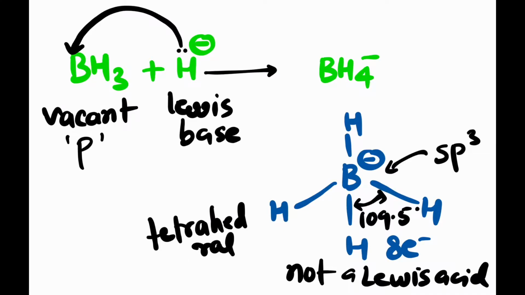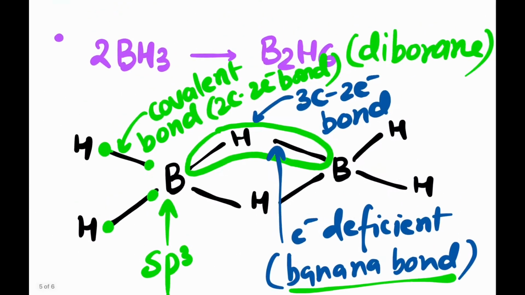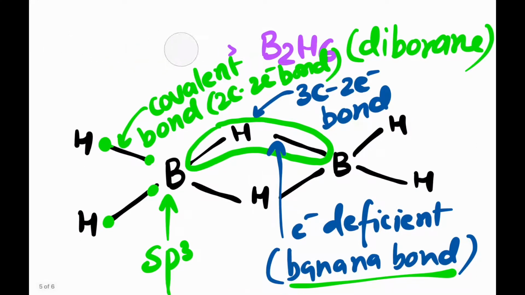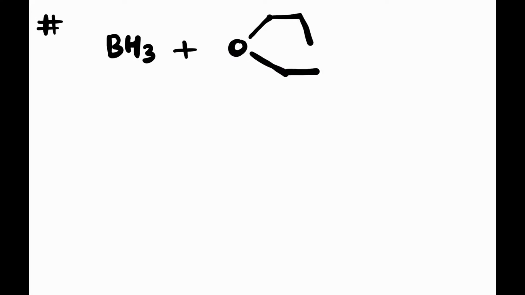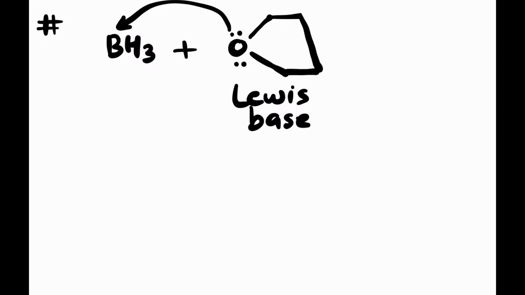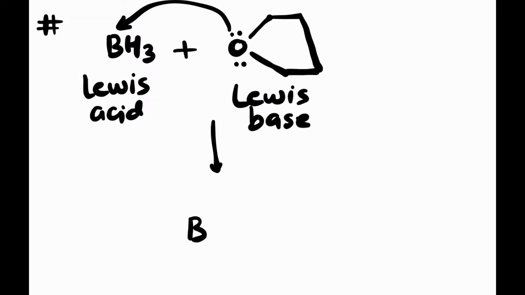Now, since BH3 is a Lewis acid, it is electron deficient. So if you want to store BH3, then you need a Lewis base, like tetrahydrofuran. This is tetrahydrofuran. In tetrahydrofuran, the oxygen has 2 lone pairs, and this will act as a Lewis base. And the Lewis acid, BH3, will exist in this complex form.